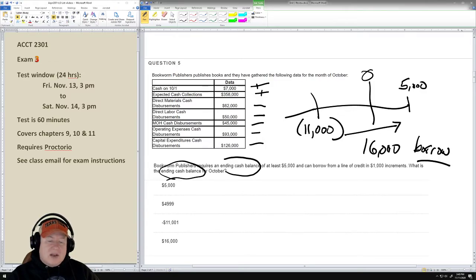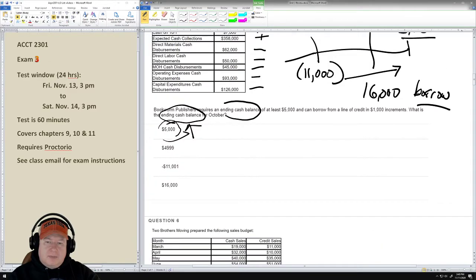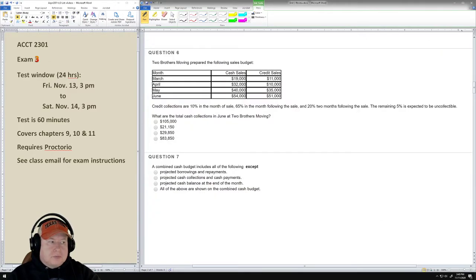So if the question was how much do they need to borrow, this is how much they need to borrow. But what is the question actually asking? After they've borrowed the 16,000, what's the ending cash balance? Well, we borrowed 16,000 so we could get to positive 5. So that's why the answer here is 5. Just make sure you understand which question they're asking. I think they could ask either one: how much you need to borrow, or what the ending cash balance would be.